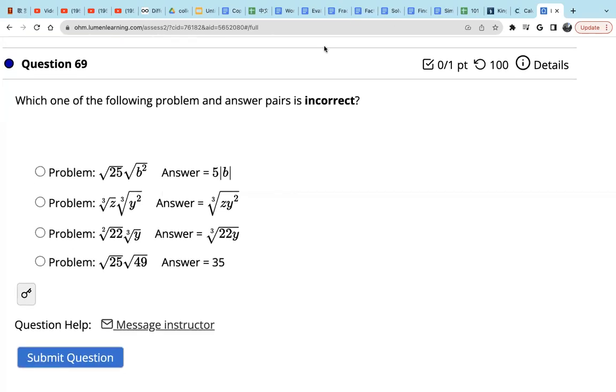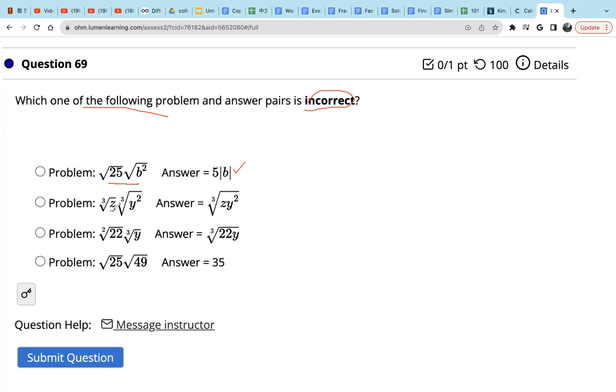69. So which one of the following problem and answer pairs is incorrect? So multiply those 2. That's a 5 radical b. So this one is right. 5 and the absolute value of b. Because this b itself could be negative. Once negative, square become positive.